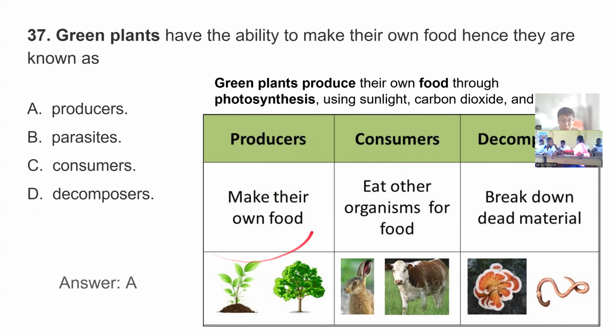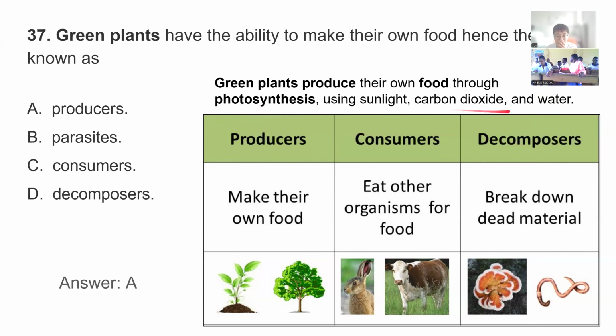Since green plants make their own food, they're called producers. They make their own food by photosynthesis. We've talked about it before. Photosynthesis uses carbon dioxide, water, and sunlight to convert to oxygen and glucose. And then once the producers make their own food, consumers take and eat the producers. Producers are able to sustain themselves.